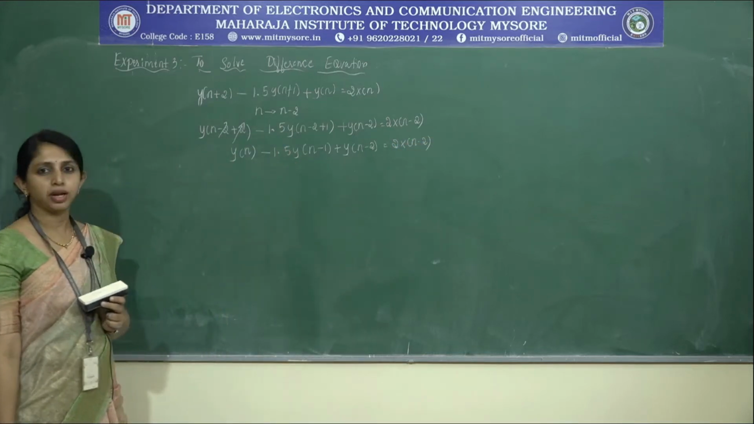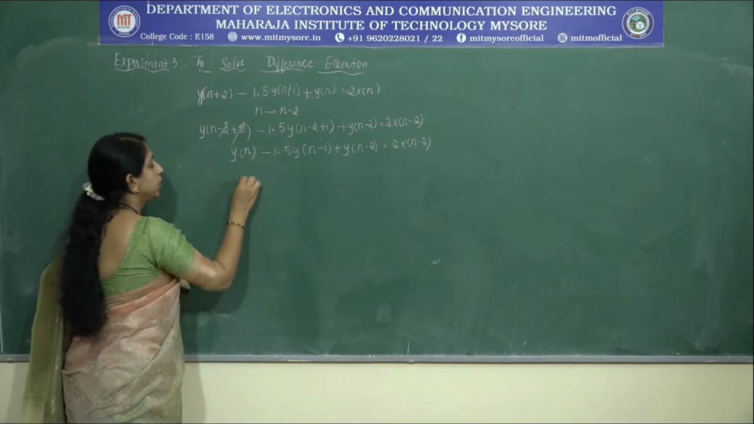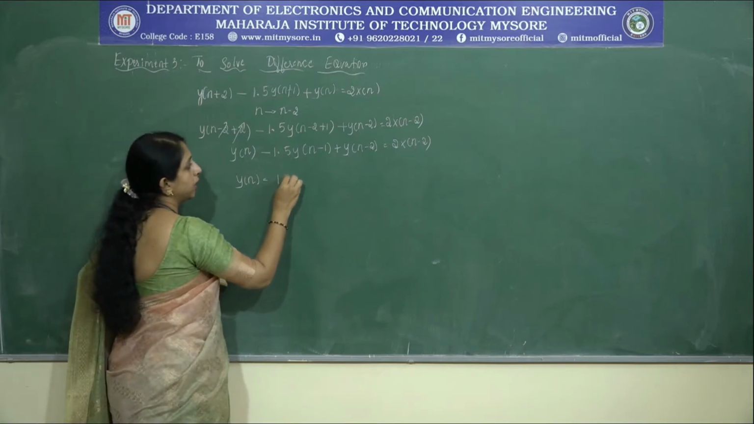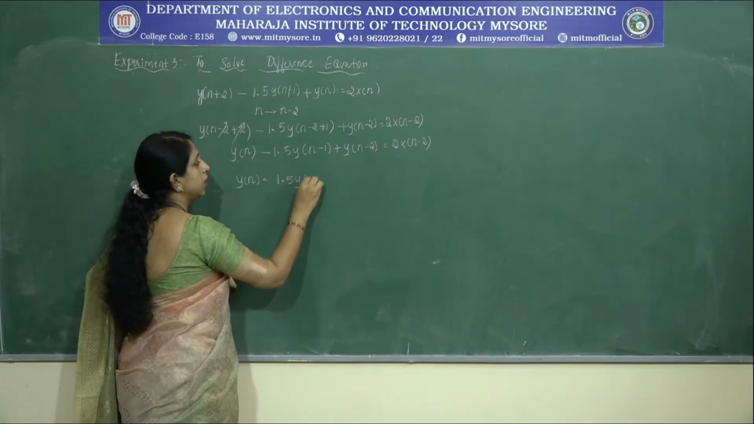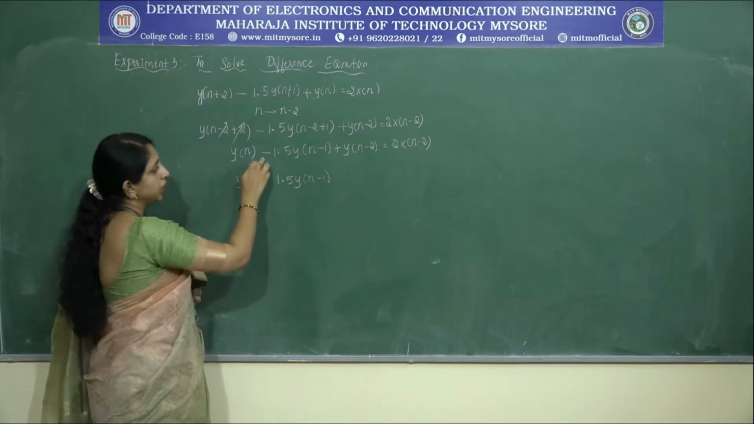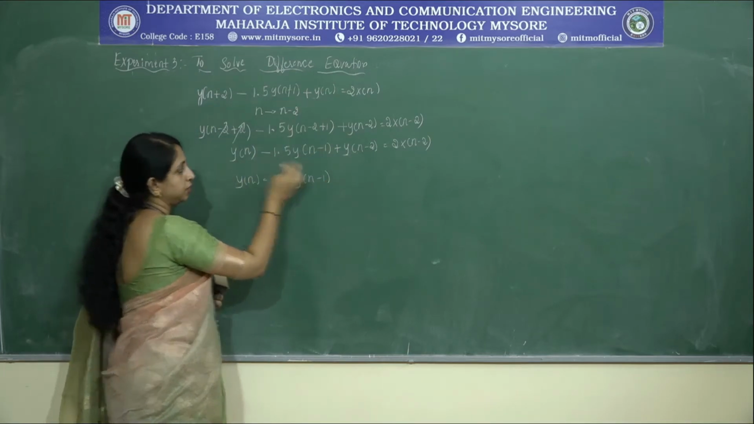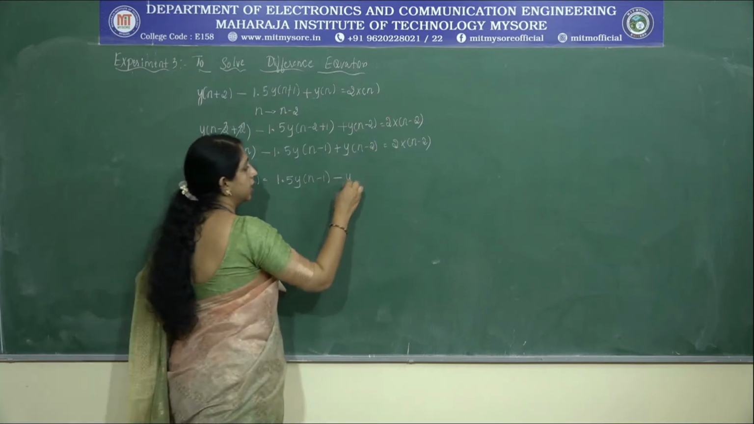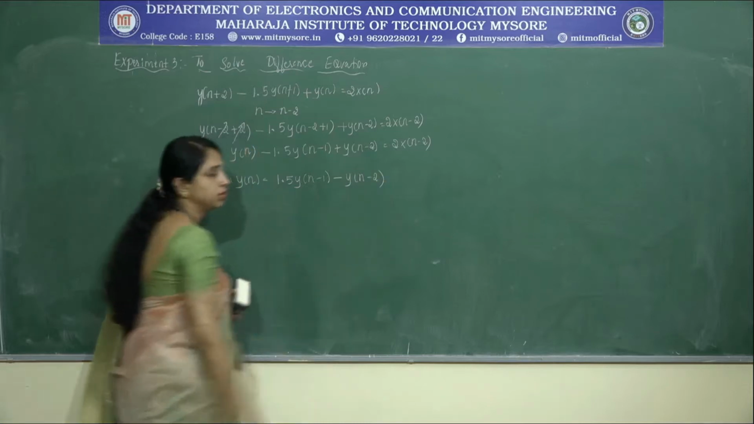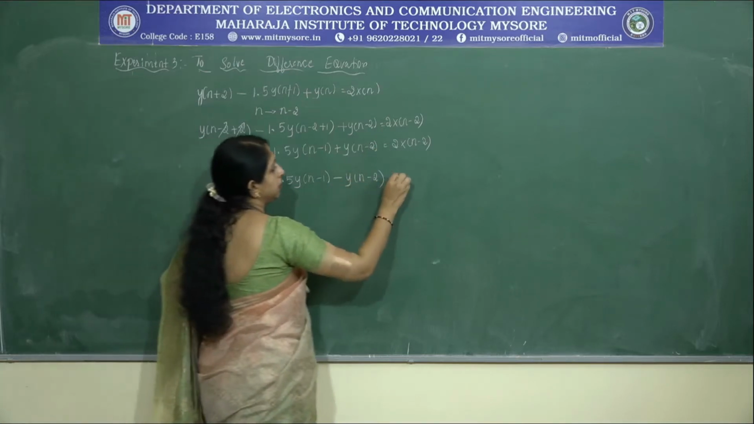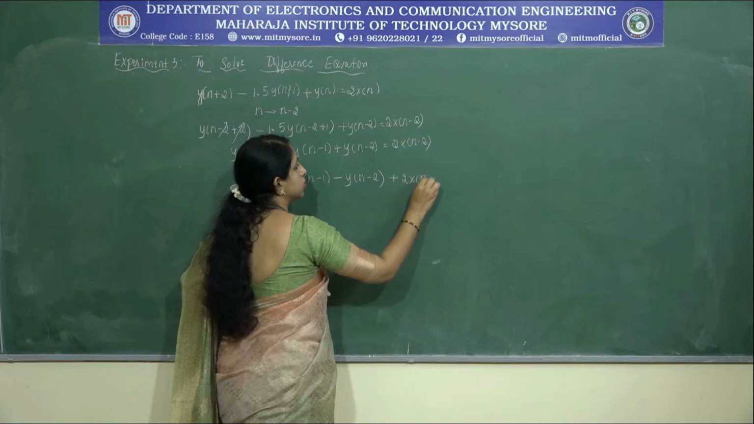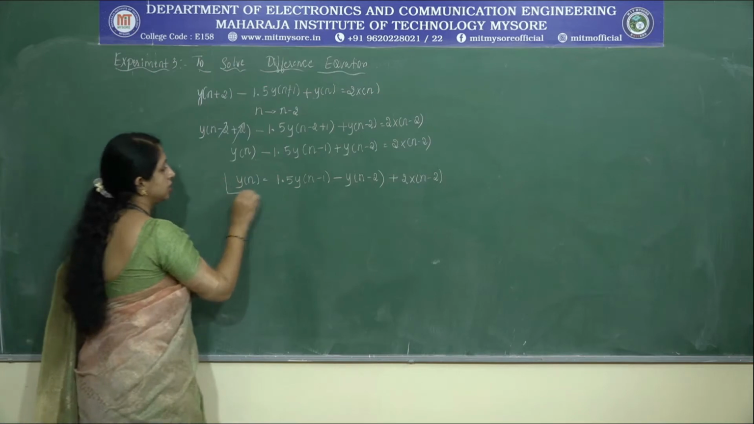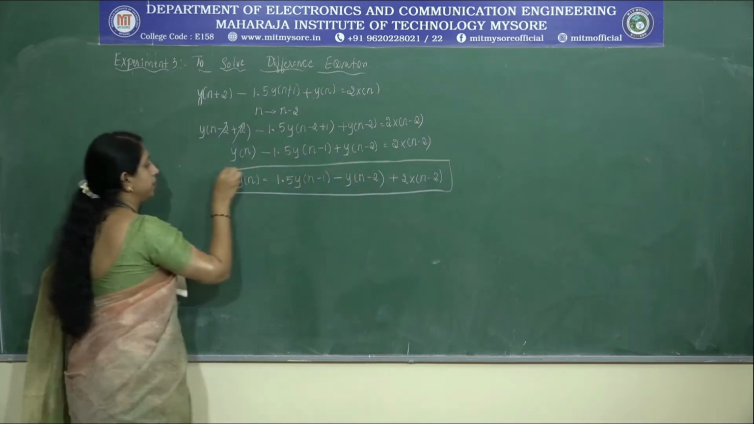From this, I'll just write an equation for output y of n. y of n can be written as 1.5 y of n minus 1. If we take it to the other side, it becomes positive. Plus, it becomes minus on the other side, y of n minus 2. And this will be the same, plus 2 into x of n minus 2. So this is a difference equation.